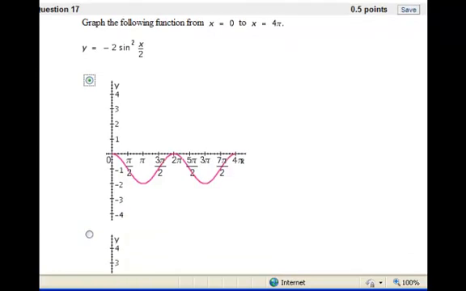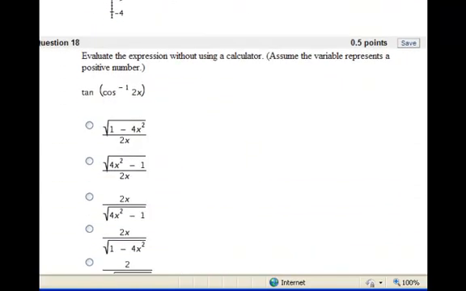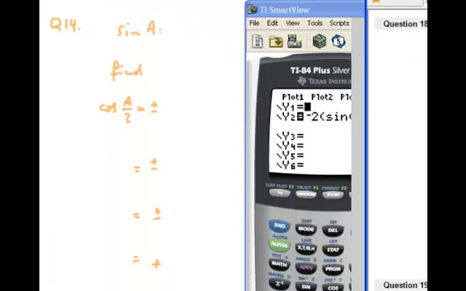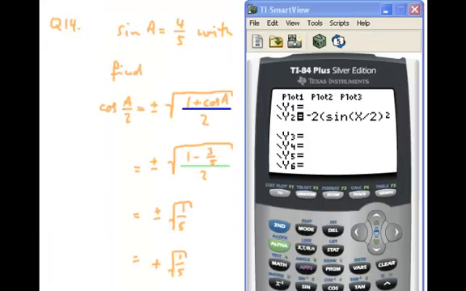Okay, number 18. Okay, evaluate this expression without using a calculator. Assume the variable represents a positive number. Tangent of the arc cosine of 2x. And they do that in section 5.5. So I'm basically going to do what they show us there.